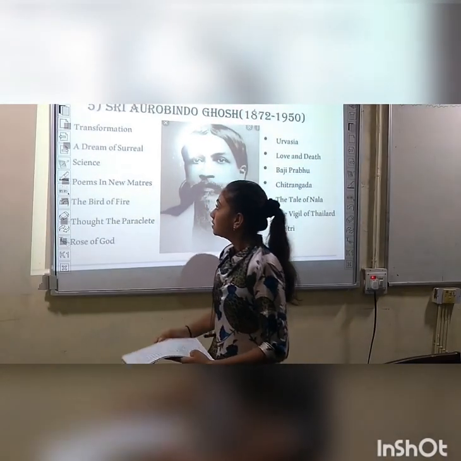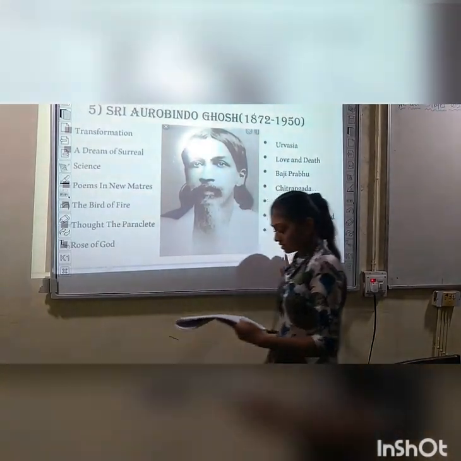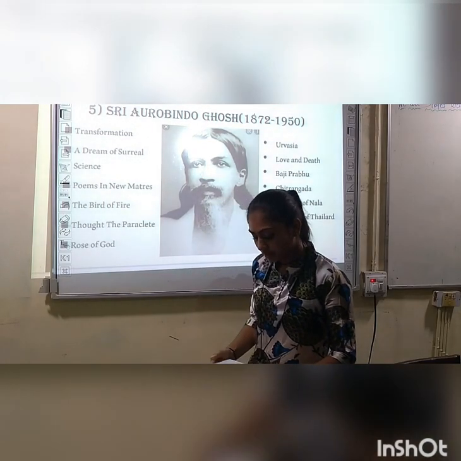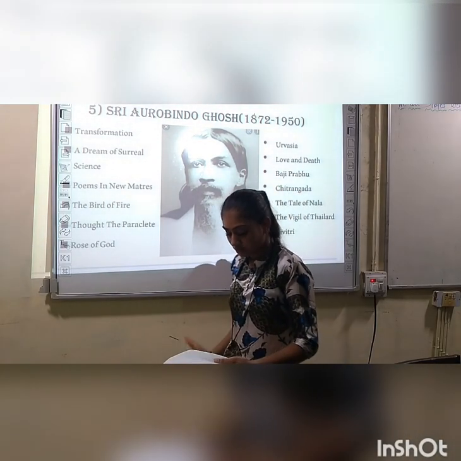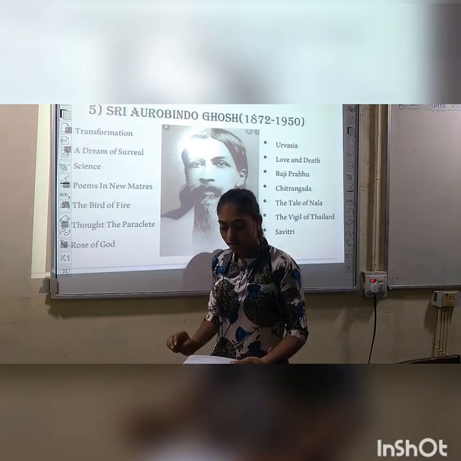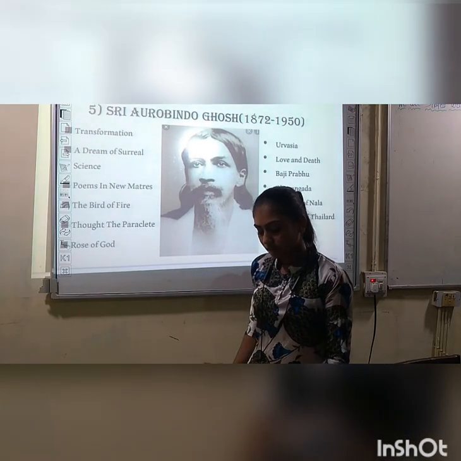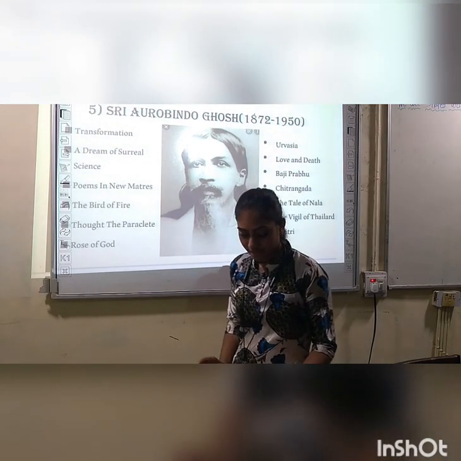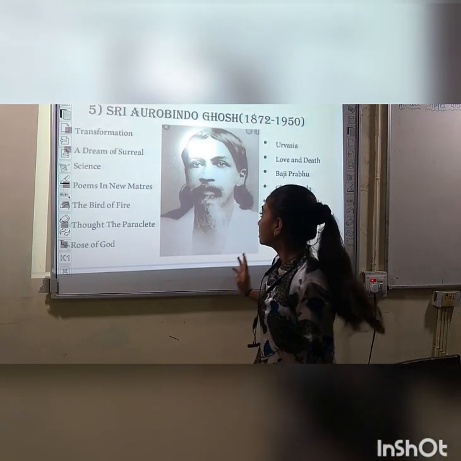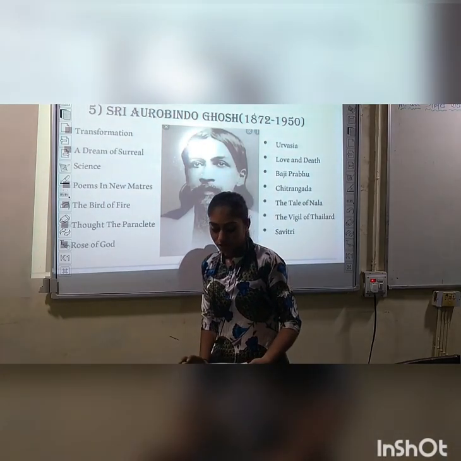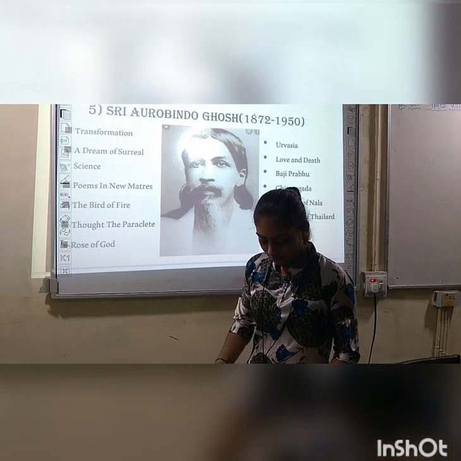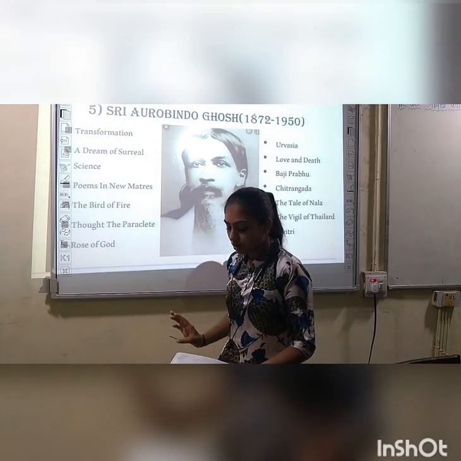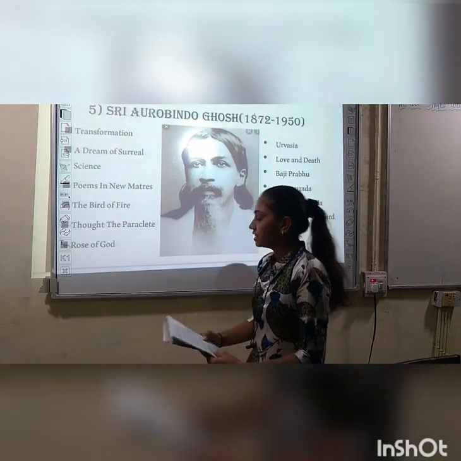Savitri is his extraordinary retelling of the love story of Satyavan and Savitri, and is one of the longest poems in the history of English literature, roughly twice the length of John Milton's Paradise Lost. He is a great spiritual and philosophical writer. He is compared by Gosse to John Milton of India.